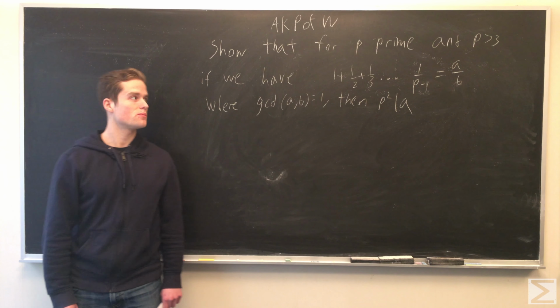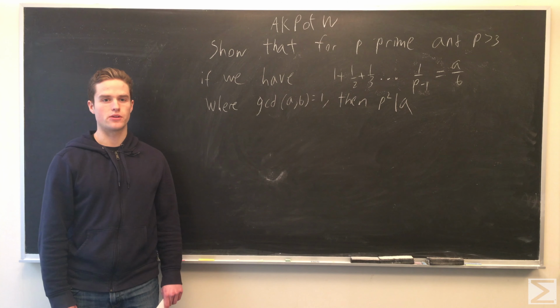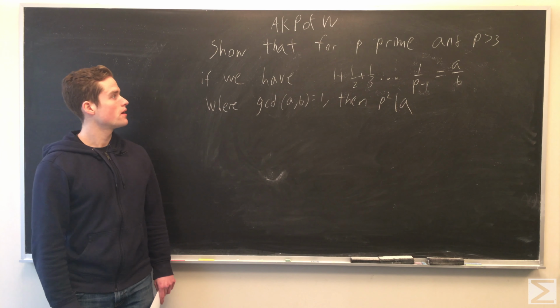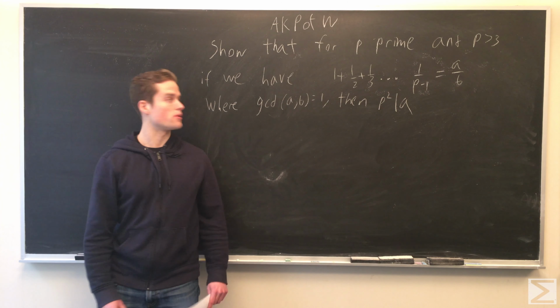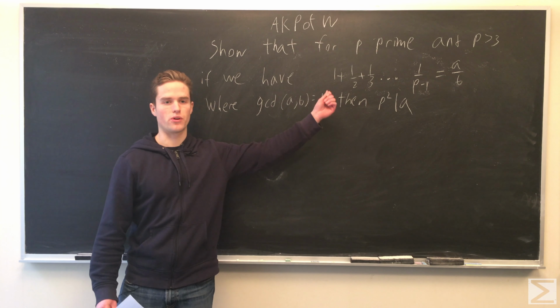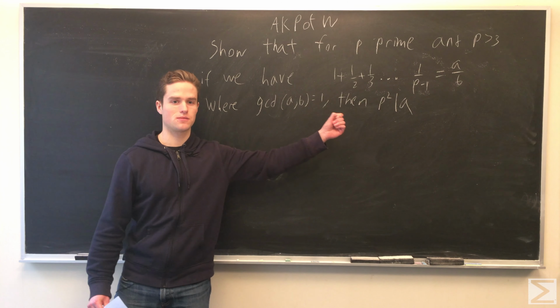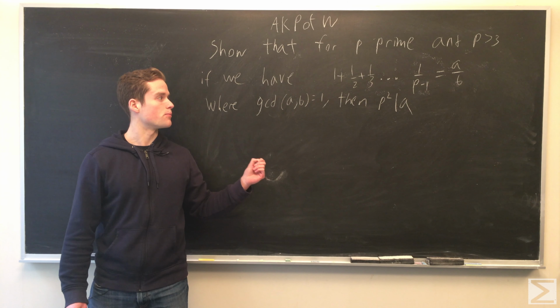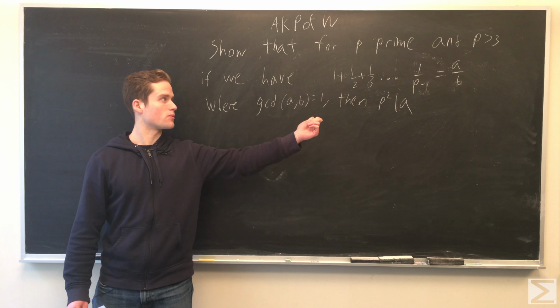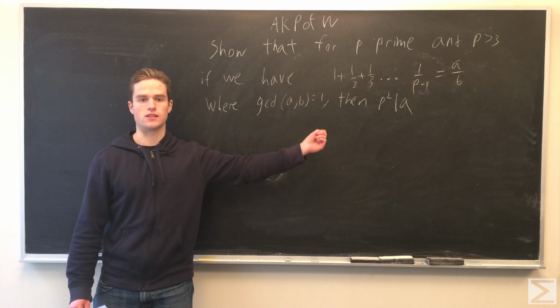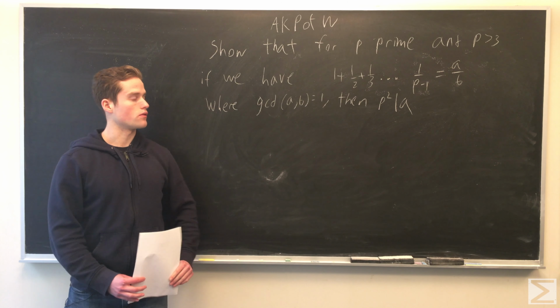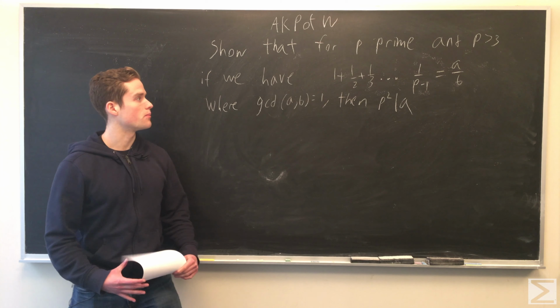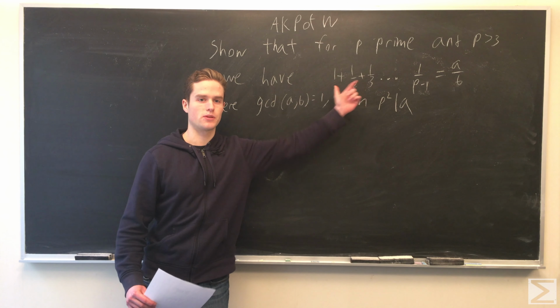For this week's problem, we want to prove that if p greater than 3 is a prime, then the expression 1 plus 1/2 plus 1/3 all the way to 1 over p minus 1, which we can express as some fraction a over b, where the greatest common divisor of a and b is 1, has the property that p squared divides a. So the first thing we're going to do is sum our expression in a special way.